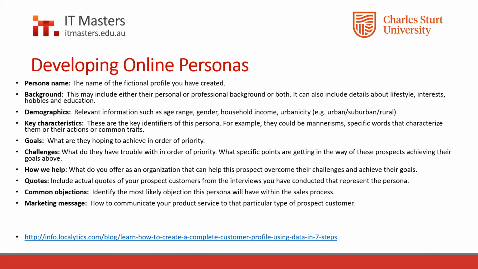Some of the goals, what they're hoping to achieve in order of priority. What do they have trouble with? For example, time poor mums. What specific points are getting in the way of these prospects achieving their goals? And look, there's so many things that you can put into an online persona. I'm going to just jump into showing you a few.